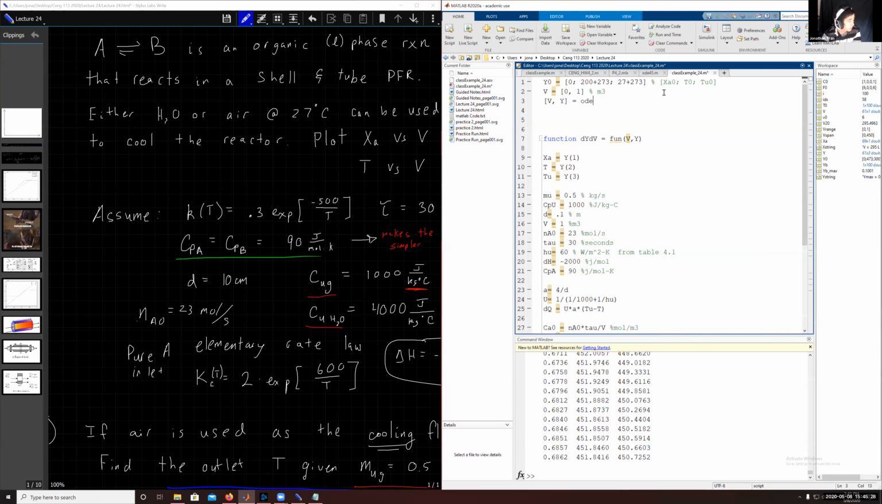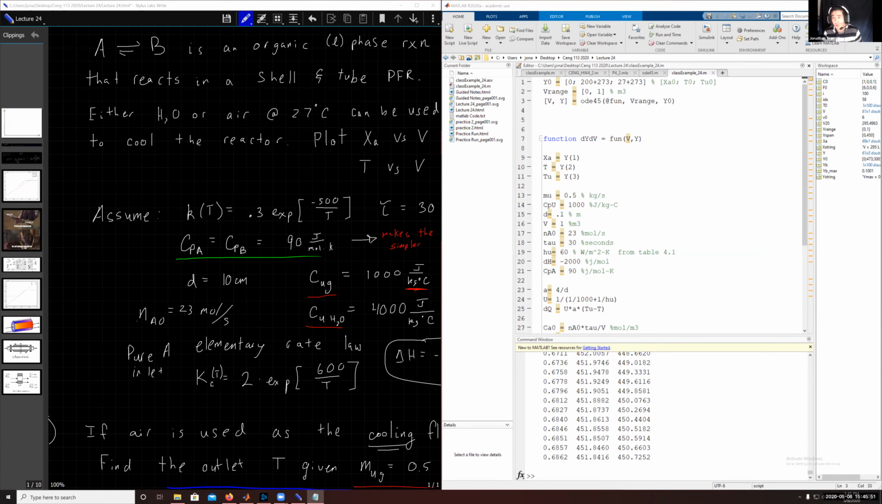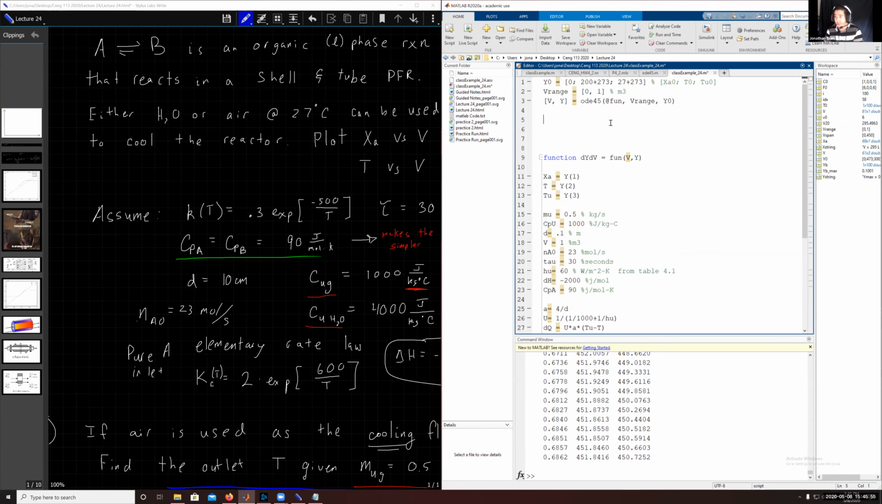So we need to specify our ODE, which is going to be ODE45 at func, v range, y naught. Oops, this should be v range. So v range is specified, y naught is specified. And then the last part here, I'm just going to copy and paste. This is just code that will actually plot it, so it's not super important as far as calculating the ODE is concerned.